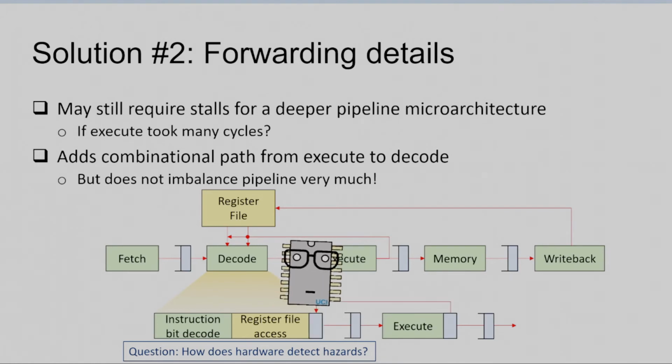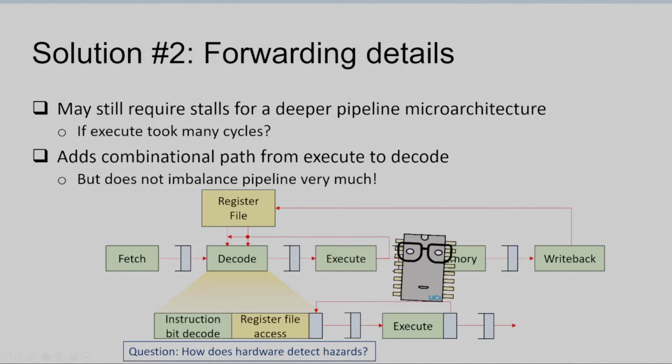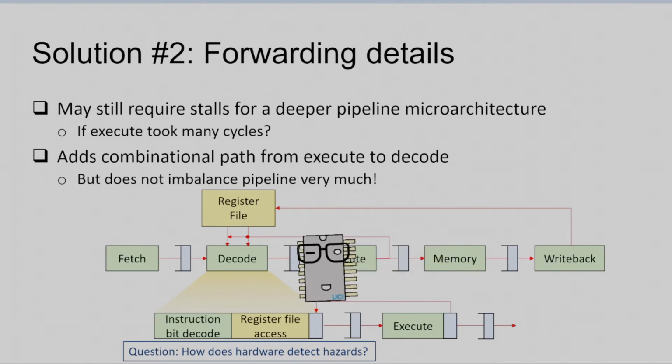Now we added this new dependency. A little bit more circuits are going to be required to move forward the data from the execute stage to the decode stage. And if the decode stage had a very short critical path before, now it has at least as long a critical path as the execute stage, because it has to wait until the results of the execute stage are done before it can finish doing all of its stuff.